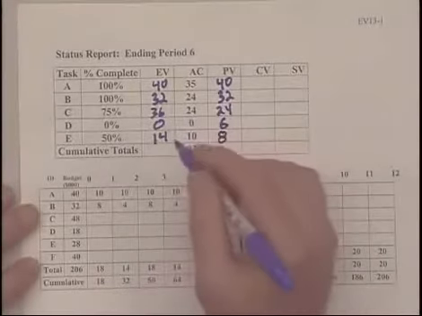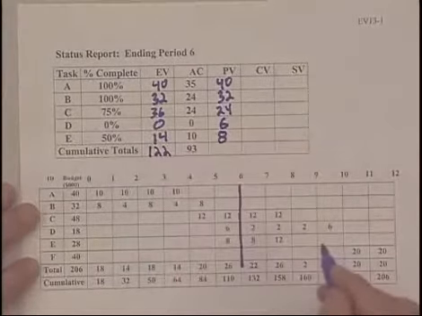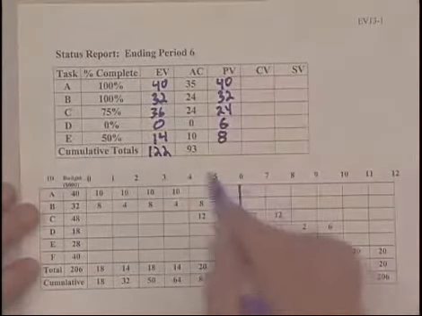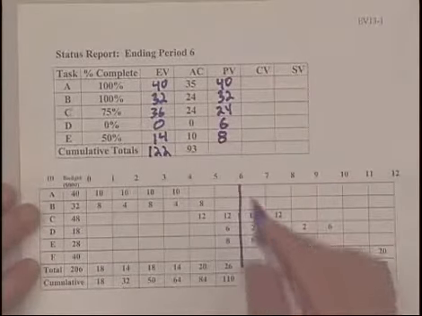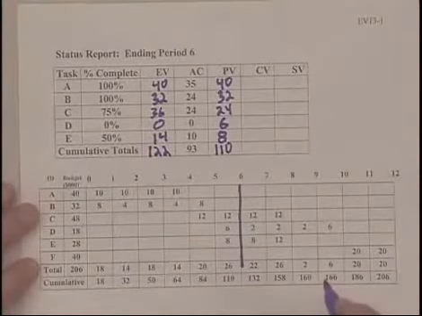We total up these columns. We get $122,000 worth of work has been completed for period 6 at a cost of $93,000, and $110,000 worth of work was supposed to be done.